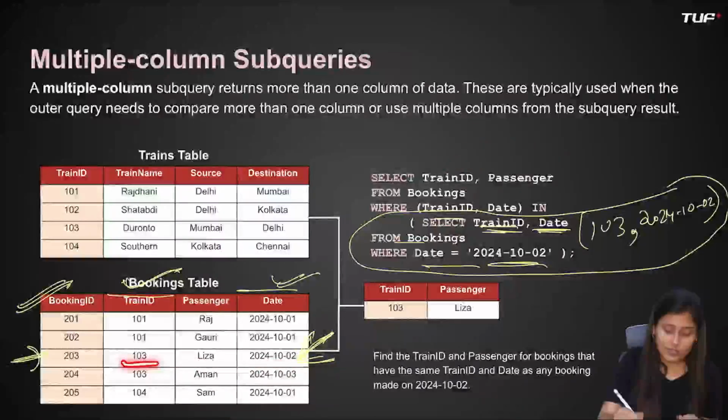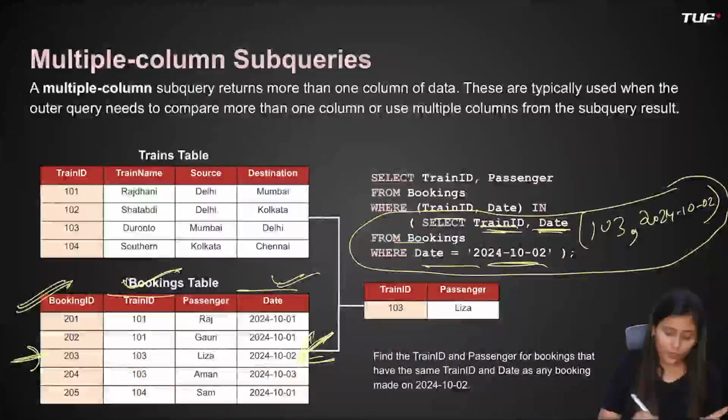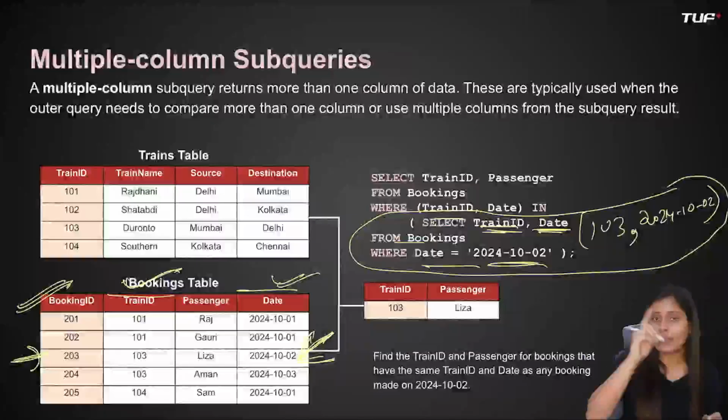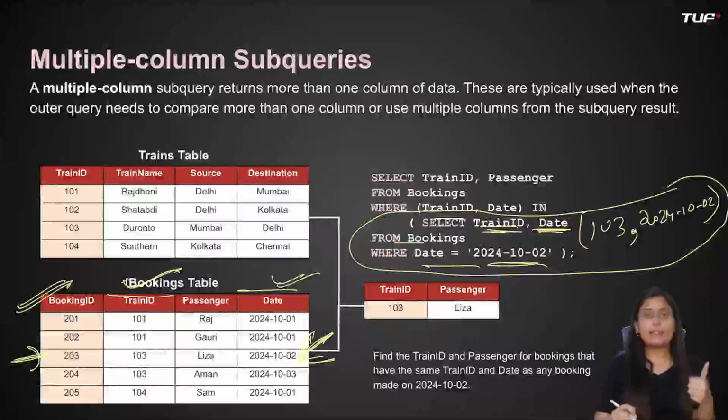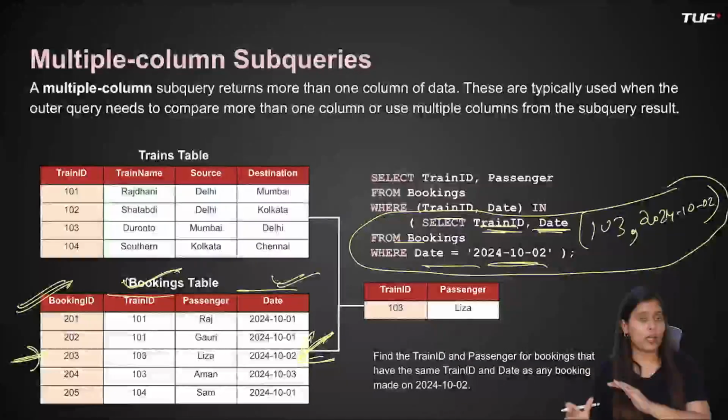So train ID will be 103 and passenger will be Lisa. Hence that is the answer. For another 103, 3rd October, not matching; 104, 1st October, not matching. So only a single row got matched. Here it's not necessarily a single row. The result can include one row or multiple rows as well.